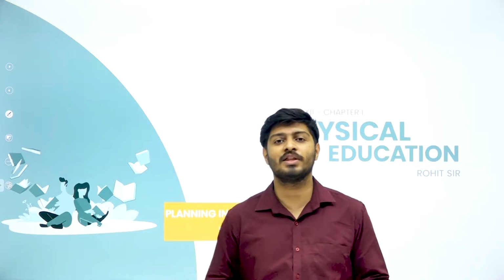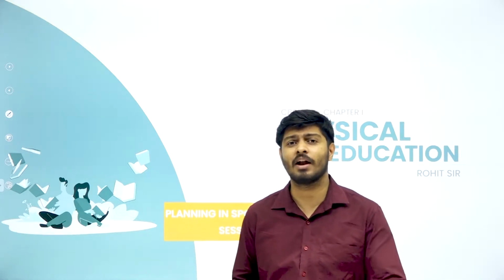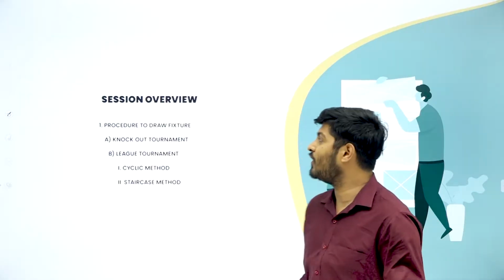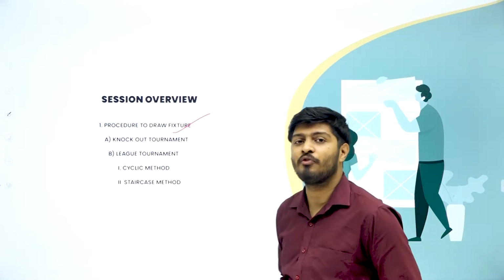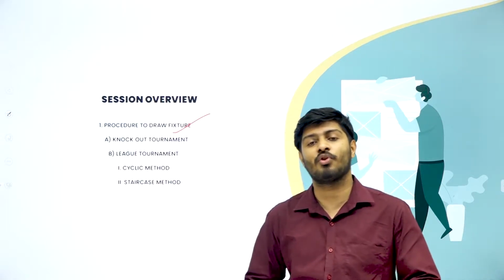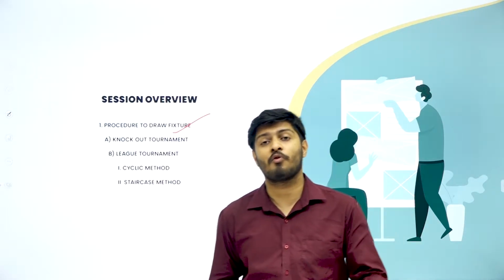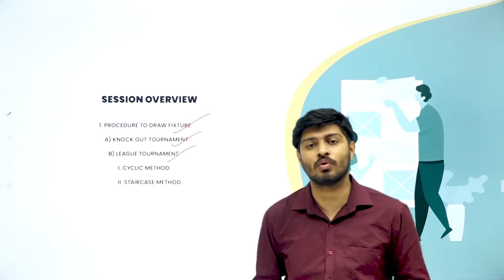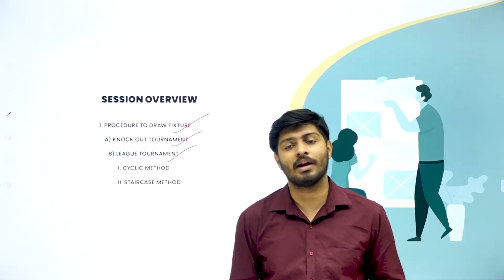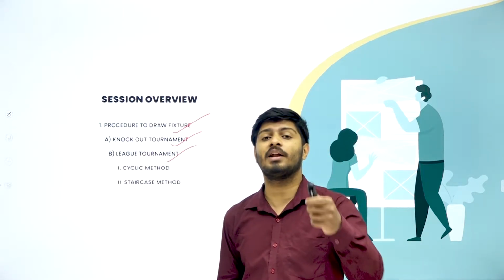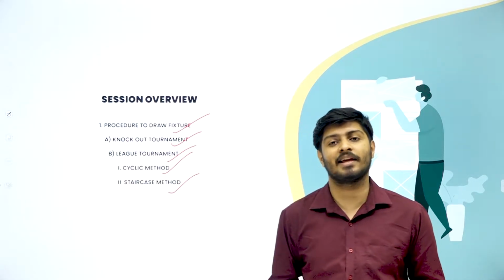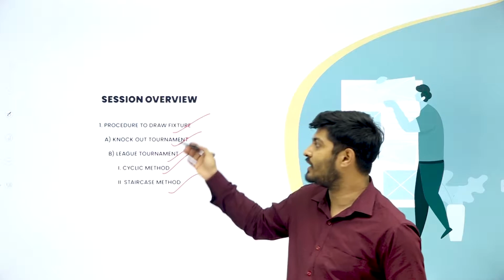So let's start off with our third session and carry forward with the session overview and try to understand what all things we will be covering in this session. So starting off with the session, we will have the procedure to draw a fixture. We will be learning to draw fixtures for different kinds of tournaments, like knockout tournament and league tournament. Now in knockout tournament, you have just one method, but when it comes to league tournament, you have two methods, that is cyclic method and staircase method. So let's start off with the knockout tournament.